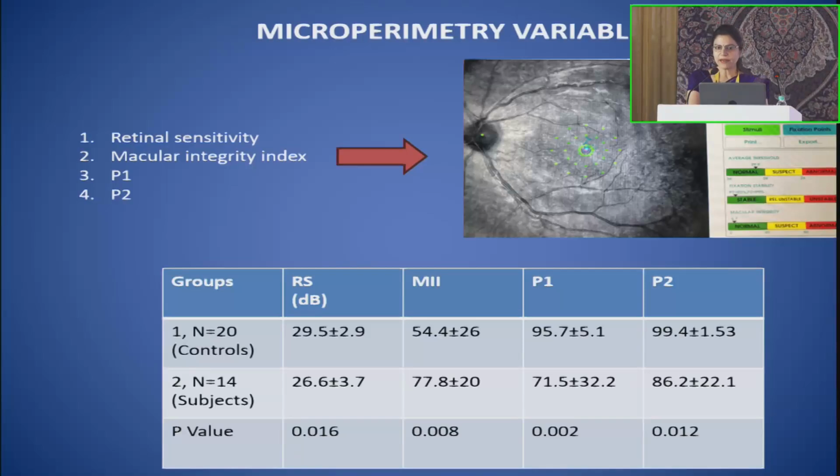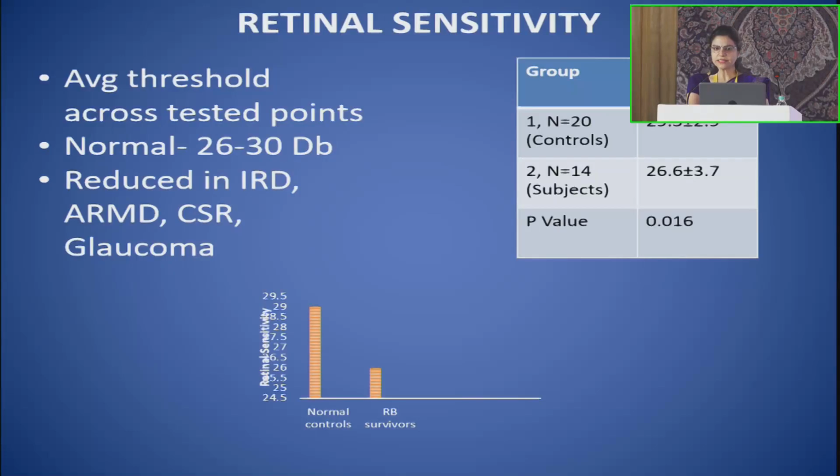So the key parameters of the microperimetry were retinal sensitivity, macular integrity index, and fixation parameters, P1 and P2. So I'll explain one by one. Retinal sensitivity is the average threshold across the tested points. The normal is 26 to 30 decibels, which is reduced in various inherited retinal dystrophies, ARMD, CSR, and glaucoma. In our study, we also saw that retinal sensitivity was reduced in the subjects. It was 26.6 compared to the normal control, which is around 30.